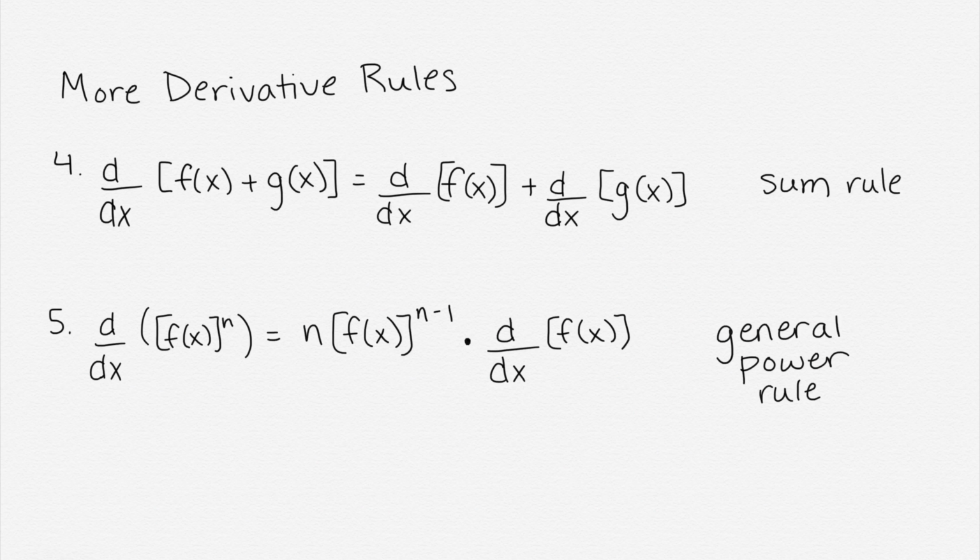Let's look at two more basic derivative rules. These look more intimidating than the first few, but I promise that they're not too bad. The fourth rule is called the sum rule, and all it says is that if we have two pieces added together, we can take the derivative of each separate piece and then add the derivatives of those pieces together. This works for subtraction too, because remember, addition and subtraction are the same type of operation.